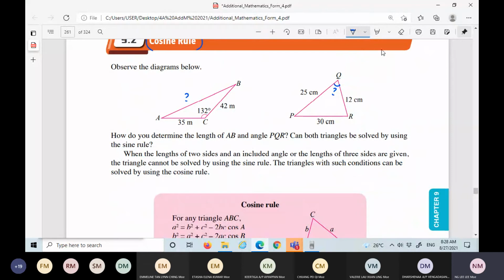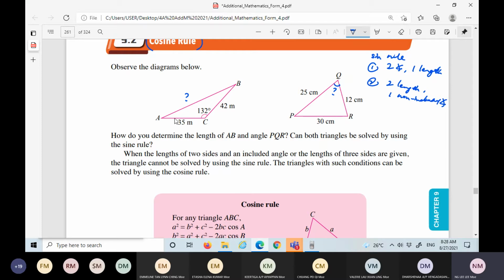Okay, just now what I wrote back, for the sine rule, the first one is what? Two angles, and then one length. The second one is two lengths and then one non-included angle.